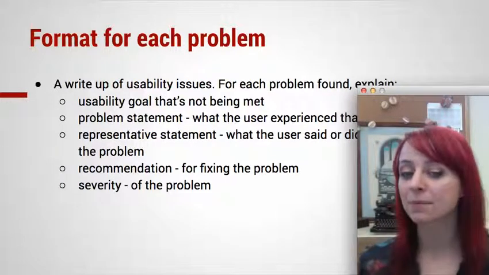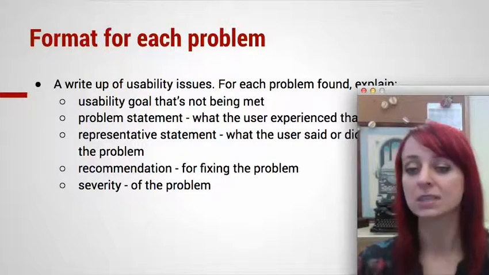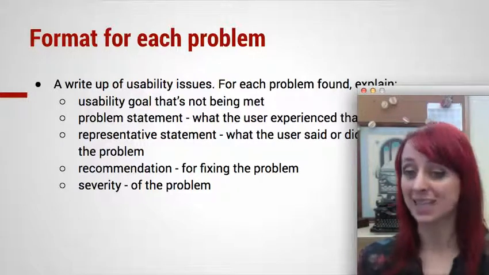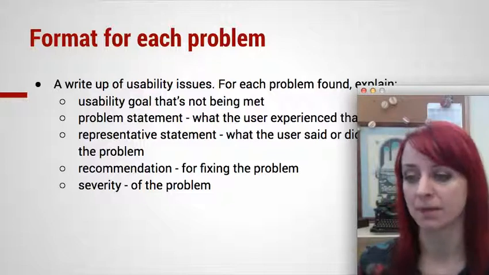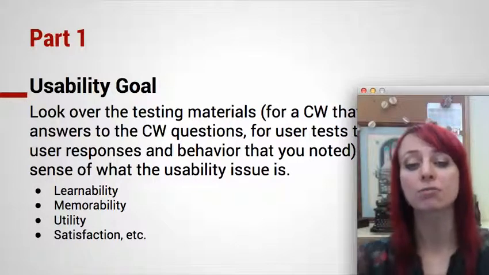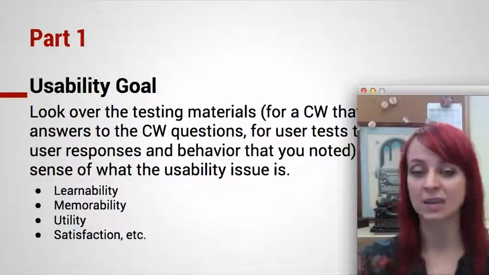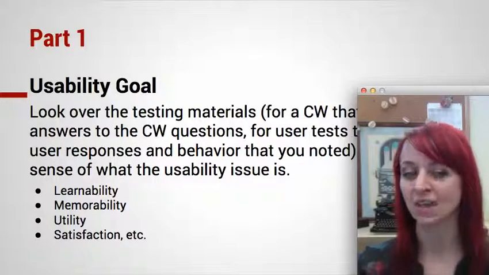So for every problem you uncover in your evaluation, you're going to explain what's the usability goal that this problem represents. Then you're going to describe the problem. So I'm getting a little ahead of myself. I'll go through these one by one. Usability goal, you're going to look over your testing materials and get a sense of what the usability issues are. So for a cognitive walkthrough, you're going to look through the cognitive walkthrough that you did. Each cognitive walkthrough has tasks with steps, and each step has a question that you answer.